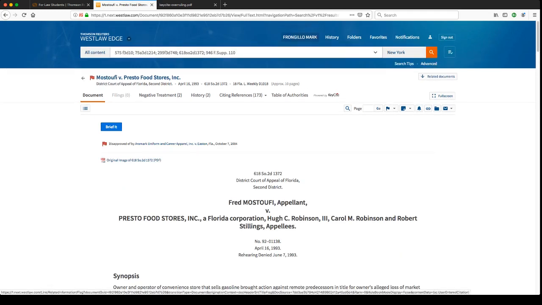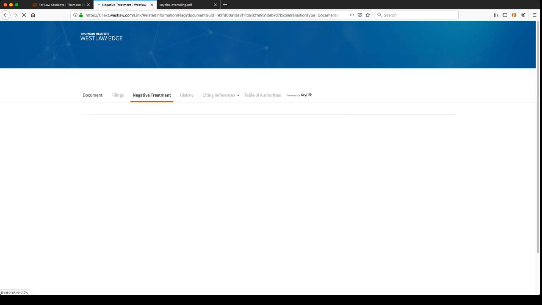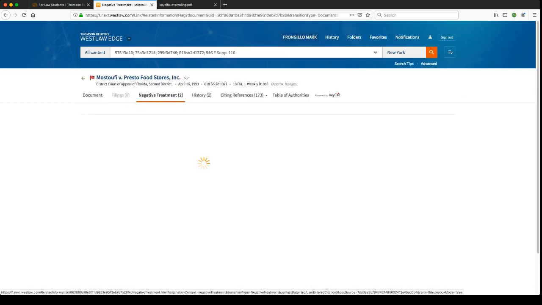Our case has a red flag. We know it was disapproved of by Aramark. We know that at least one of those issues is no longer good. I click on the red flag next to Mustafi or the negative treatment tab. And here's the really cool feature we provide you with.